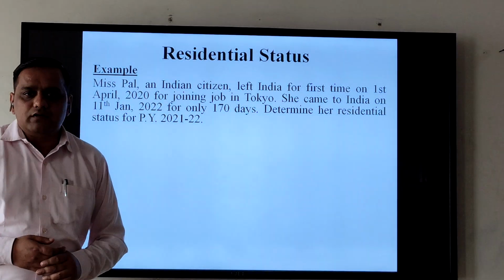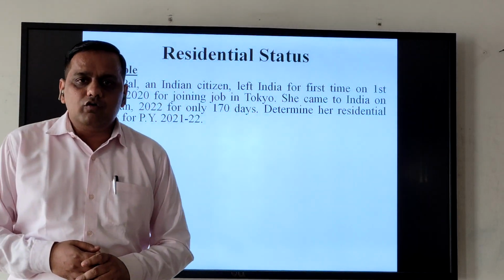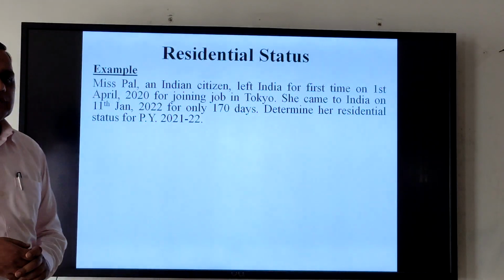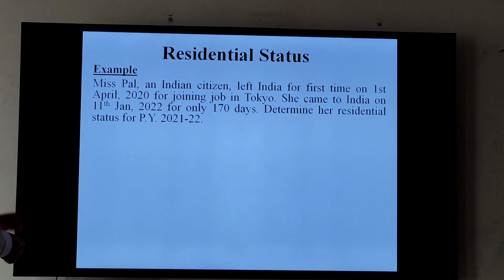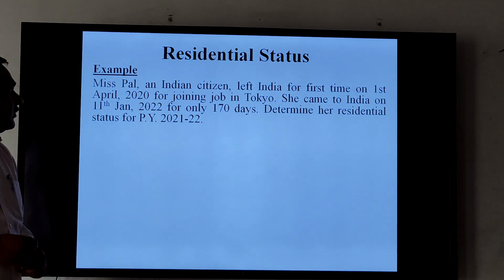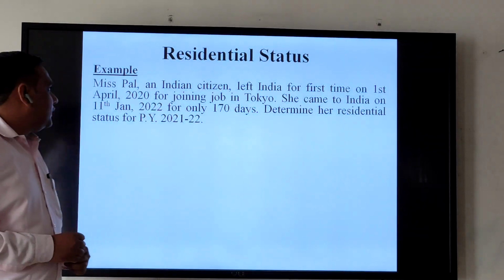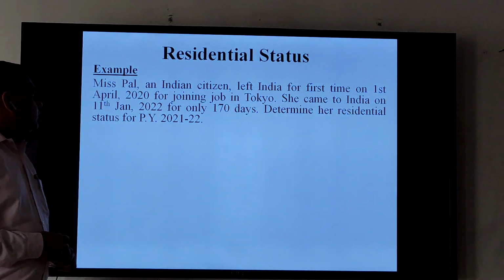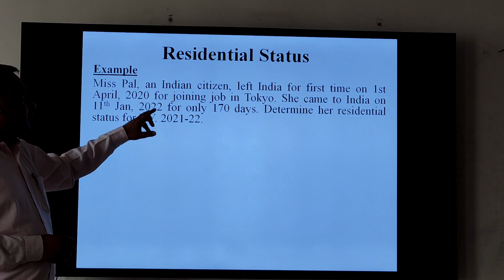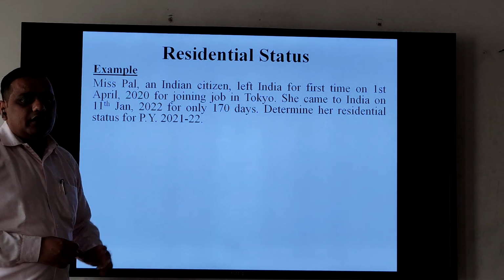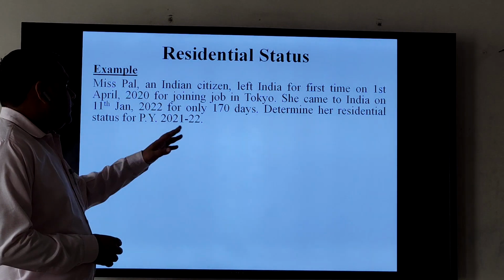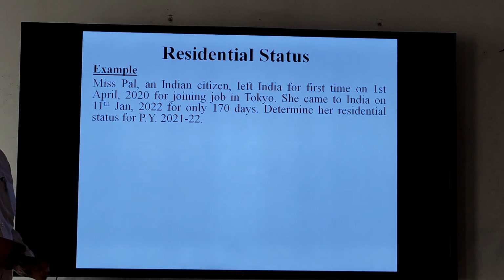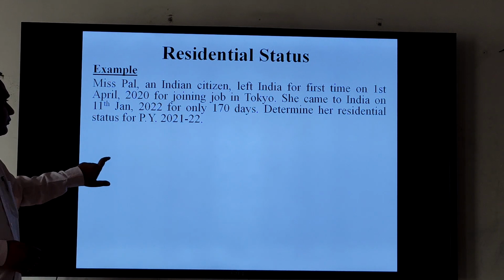Now we will take an example to understand how we determine the residential status of a person. The example says that Miss Pal, an Indian citizen, left India for the first time on 1st April 2020 for joining a job in Tokyo. She came to India on 11th January 2022 for only 170 days. Determine her residential status for the previous year 21-22.